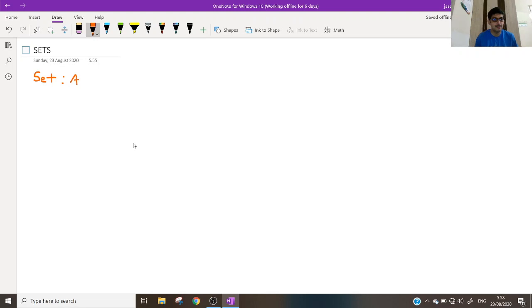A set is a well-defined collection of objects. So we define a set as a well-defined collection of objects. So a set is a well-defined collection of objects.